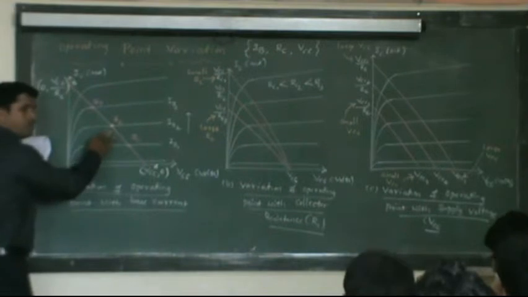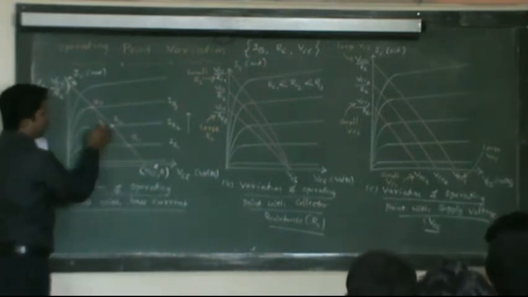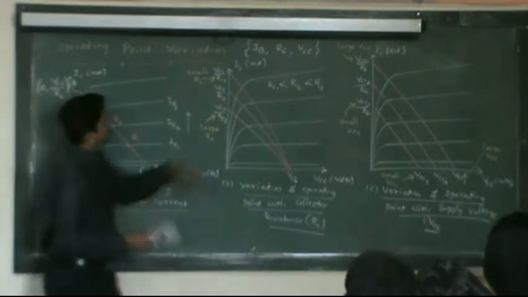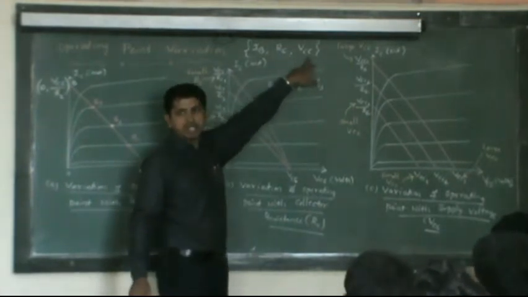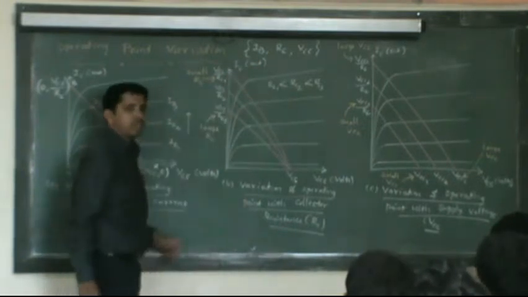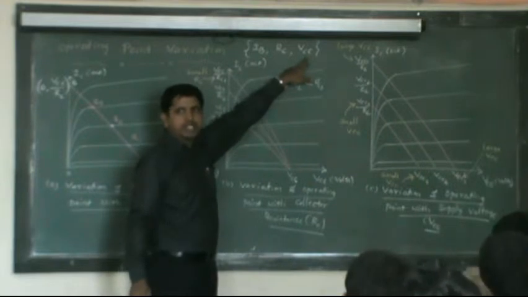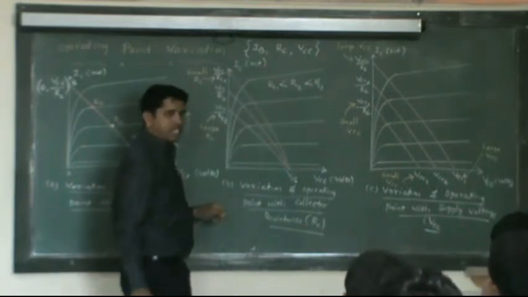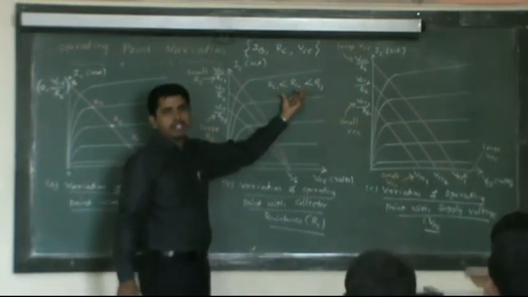And here we assume that only the base current is varying. Because of that, we get different operating points, and we are assuming other things are constant: the collector resistance is constant, and even the supply voltage is constant. Only the base current is varying. Look at the second graph, where we keep the base current and supply voltage constant, but we are going to vary the collector resistance. We have to choose collector resistance in such a way that it satisfies this condition if you want to see the various operating points.